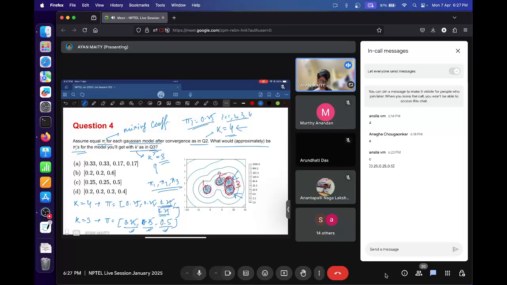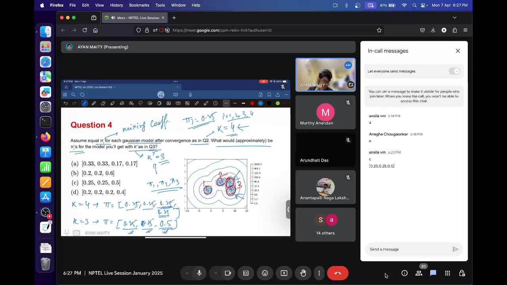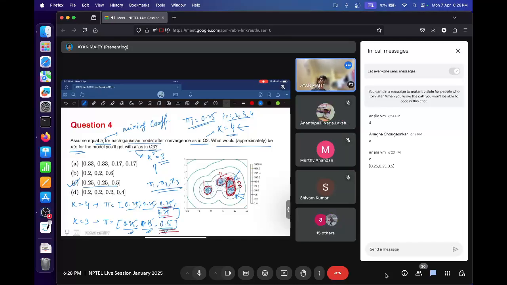So for the first 2 clusters, the mixing coefficient value remains same, 0.25. But the third and fourth clusters are merged into one cluster. So their mixing coefficient values would be added up. So 0.25 and 0.25 would be added up to form 0.5. So that would be the correct answer. So the correct answer is option C, 0.25, 0.25, 0.5. Is it understandable?